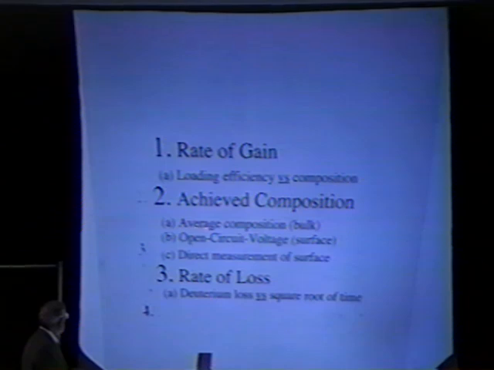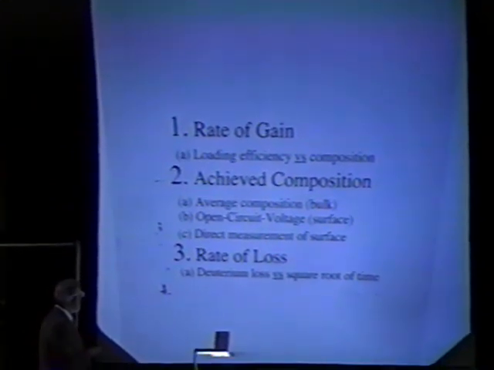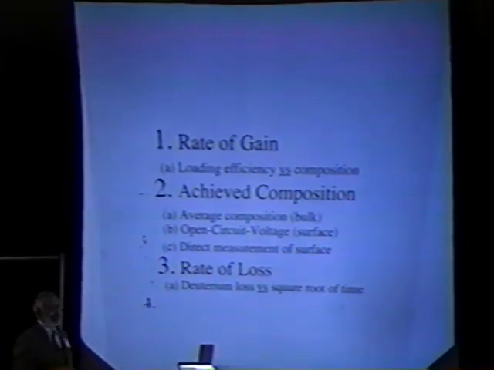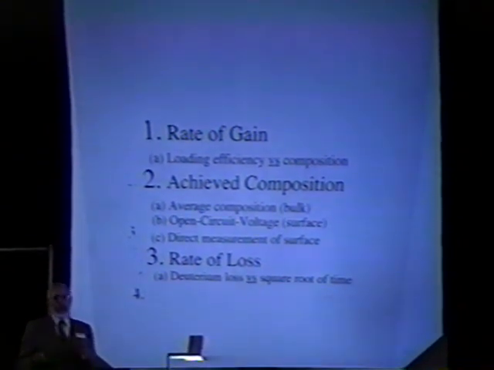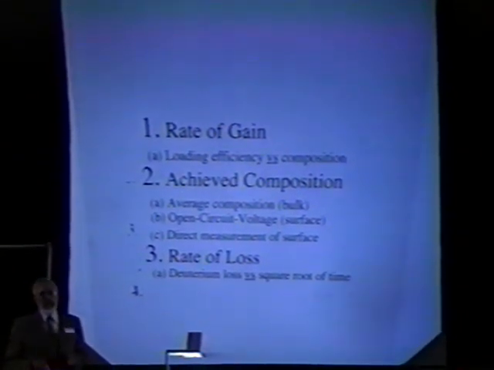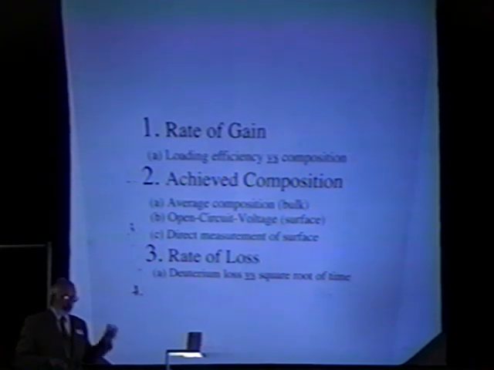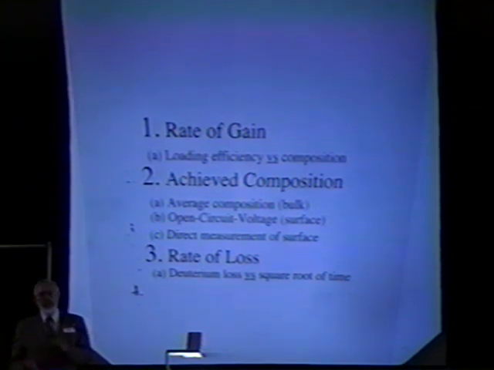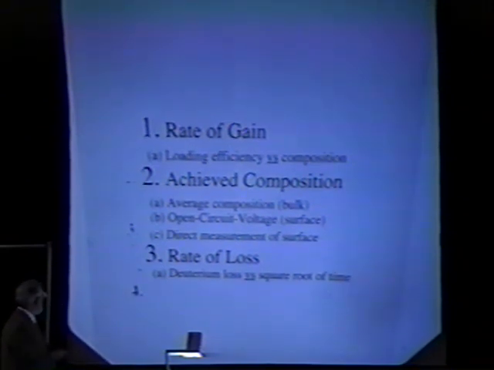The achieved composition, we measure the average composition, the bulk composition. This is clearly not where the nuclear reactions are occurring, but it is something that is required, that is, you have to get a high bulk composition in order to obtain the high composition that is present in those regions where the nuclear reactions are actually occurring.